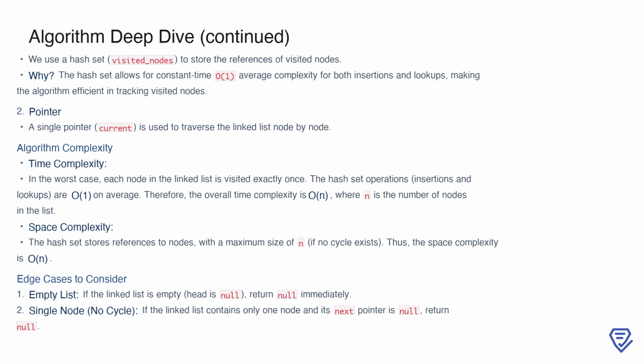For space complexity, the hash set stores references to nodes, with its size capped at n, which occurs if no cycle exists. Therefore, the space complexity is O(n). Special edge cases to consider include an empty list, where the head is null, and a single node list without a cycle, where we immediately return null.